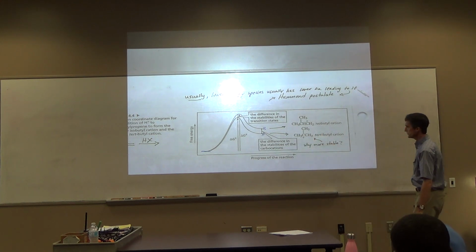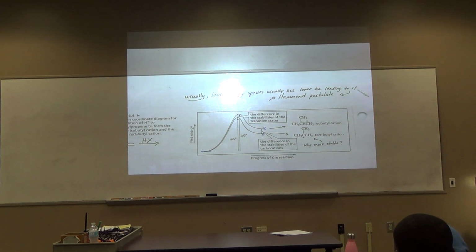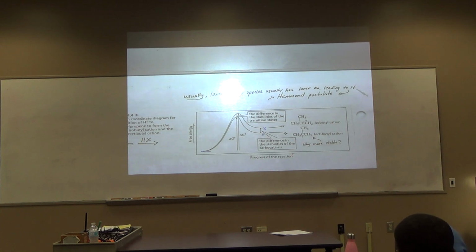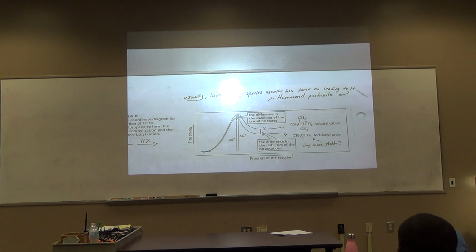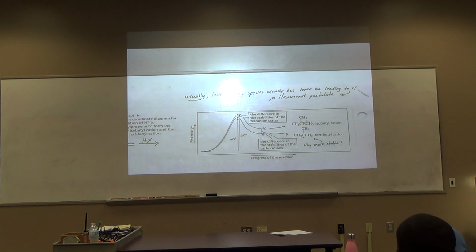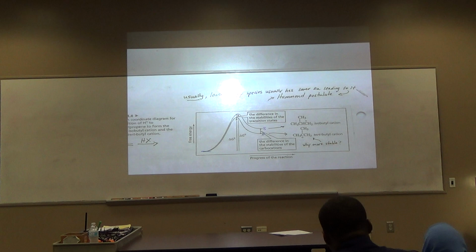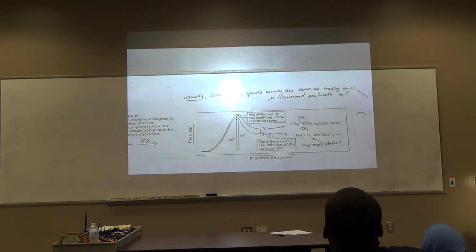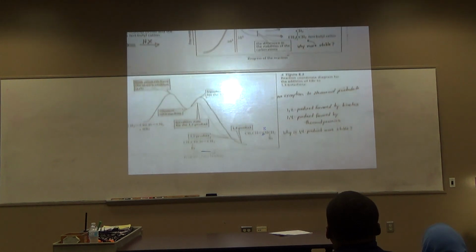We should know why that's more stable, right? How do you stabilize a positive? Electrons towards it or pull away? Pull away. You stabilize a positive by moving electrons towards it, correct? Okay. That's the answer, why one's more stable than the other. Make sure you know that.